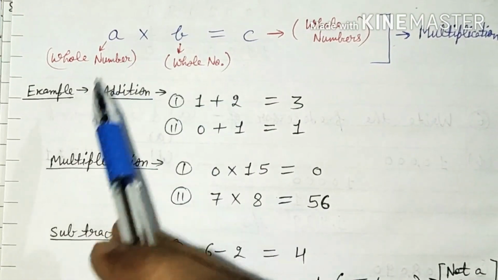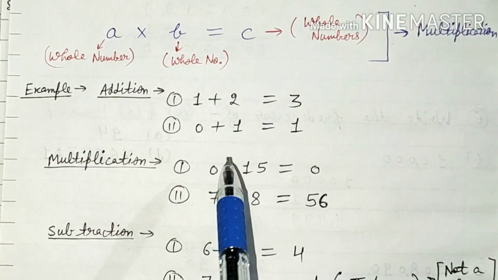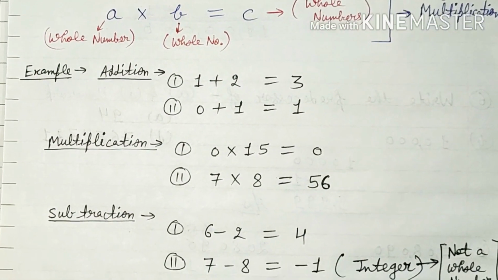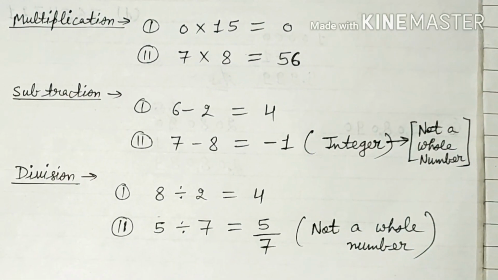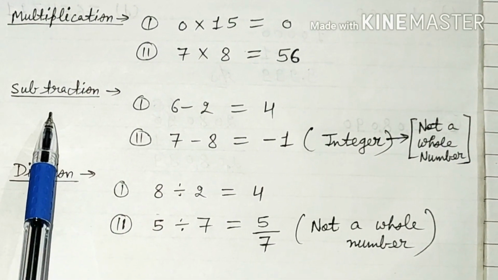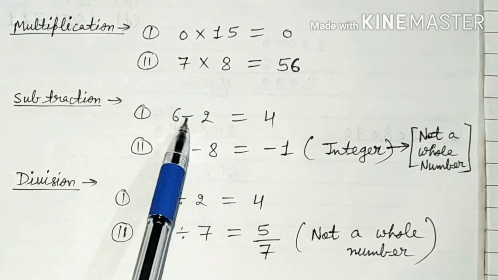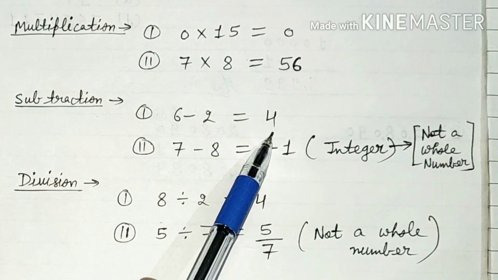No. This closure property is not applicable in the subtraction operation and division operation. Let's understand this also with the help of examples. Now see here, subtraction. When we subtract 2 from 6, we will get 4, which is a whole number.